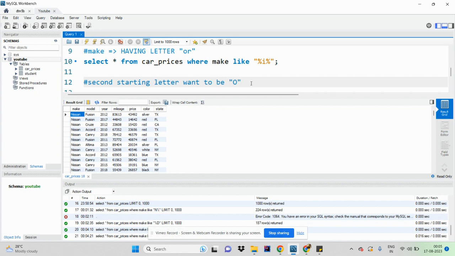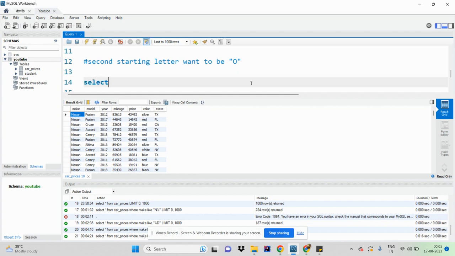So what I'm going to do is select star from car prices where make like. The first starting letter can be anything, so you give underscore, and the second letter you want to be O, followed by percentage. So what is the meaning of this? After O it can be any number of characters. That's what the percentage implies.